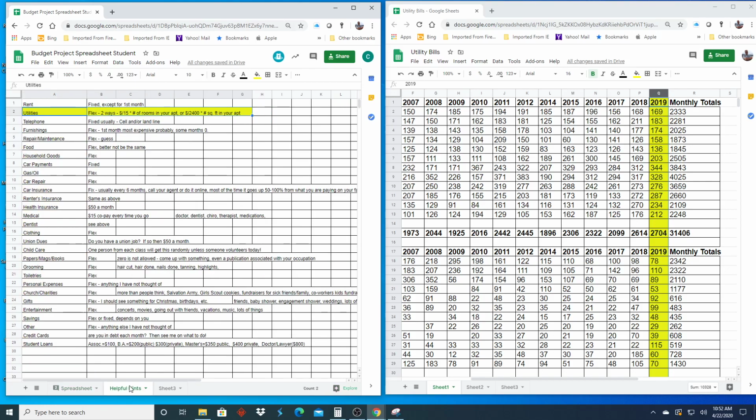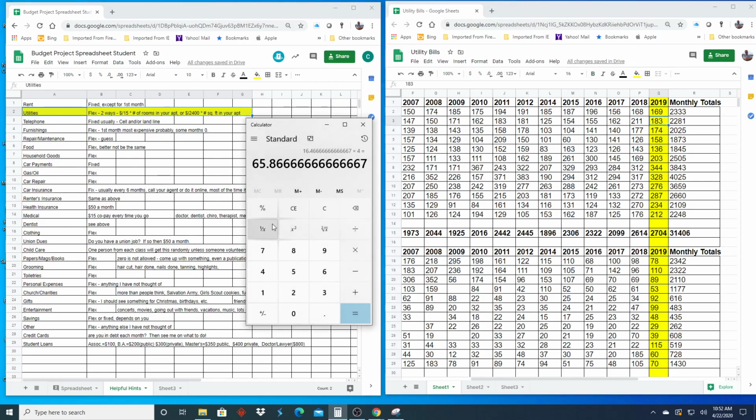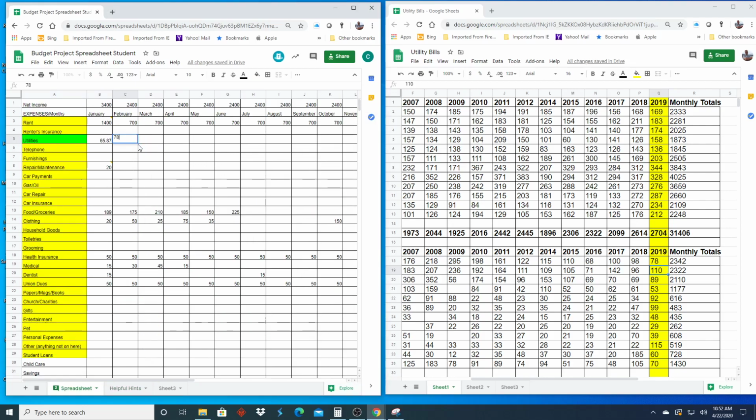So let's go back and do February then. 183 plus 110, divided by 15, times 4. So the February bill is $78.13. And that is how you do your gas and electric.